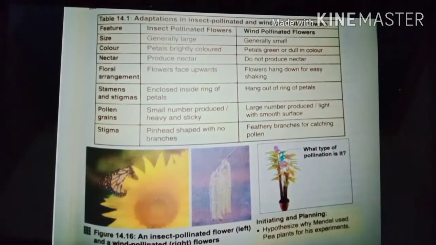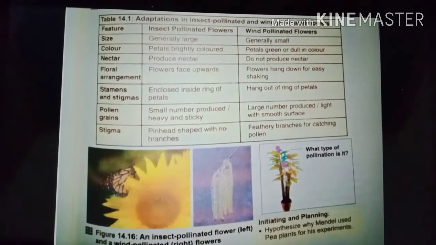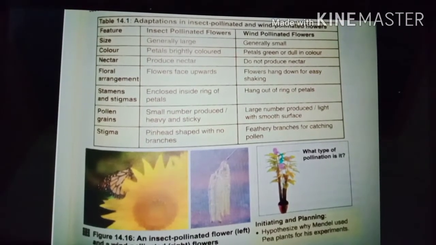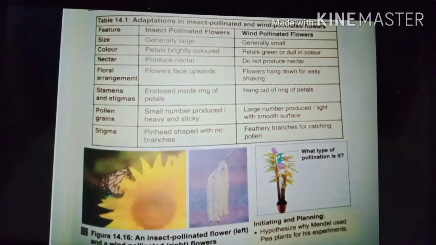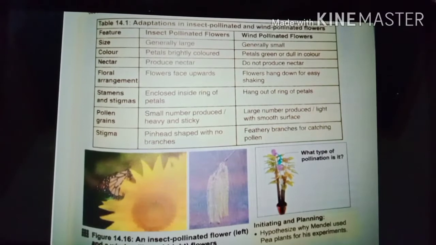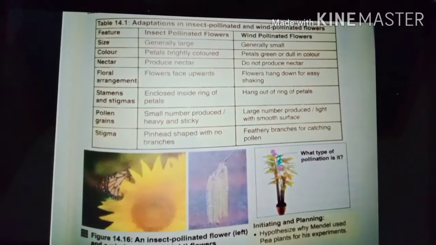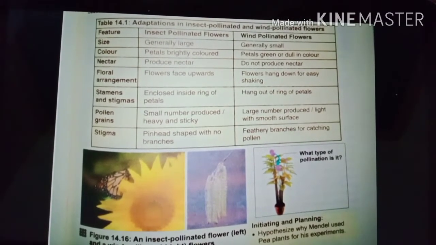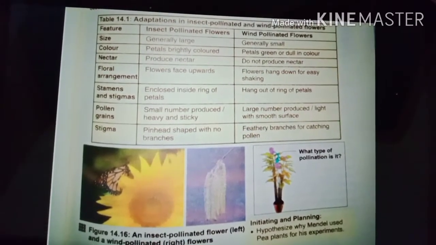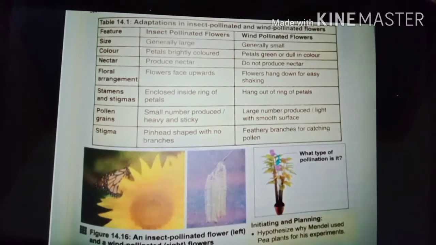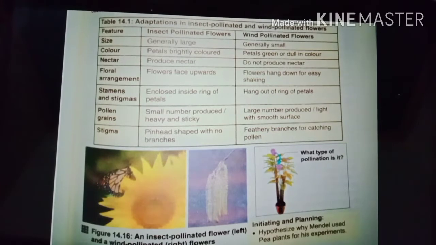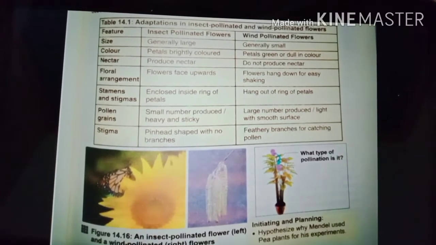Insect pollinated flowers are generally large in size while wind pollinated flowers are generally small. They are brightly colored while wind pollinated flowers are dull in color or green in color. They produce nectar while wind pollinated flowers do not produce nectar. Floral arrangement is that the flowers face upward, while that of wind pollinated flowers they are hanging down for easy shaking.